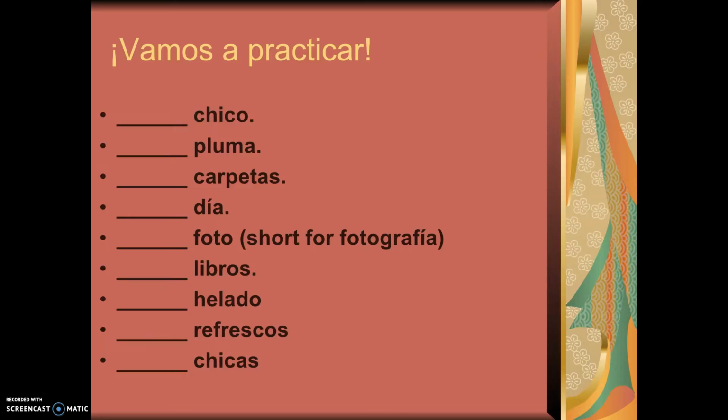If you paused it, you should have these answers. El chico, la pluma, las carpetas, el día. Día is a tricky one. It doesn't follow the rule, so it's el día. La foto is short for fotografía, and grafía ends with an A. Los libros, el helado, los refrescos, and las chicas. So those are all my definite articles.